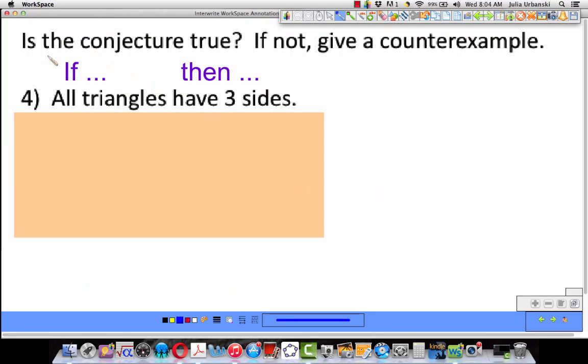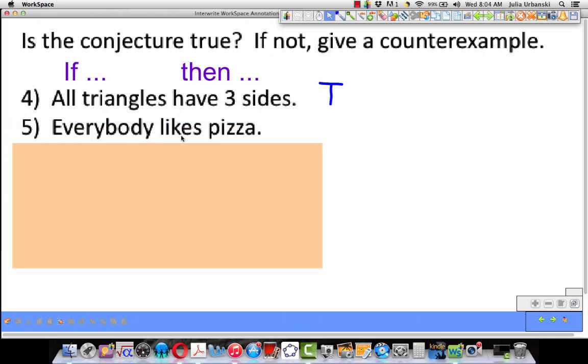So look at the bottom part of the page. Is the conjecture true? If not, give a counterexample. So what this basically is saying is that the first part of your sentence says, if something is a triangle, then it has to have three sides. And in that case, it's true. All triangles have three sides. If it's true, you're done. You don't have to give a counterexample.